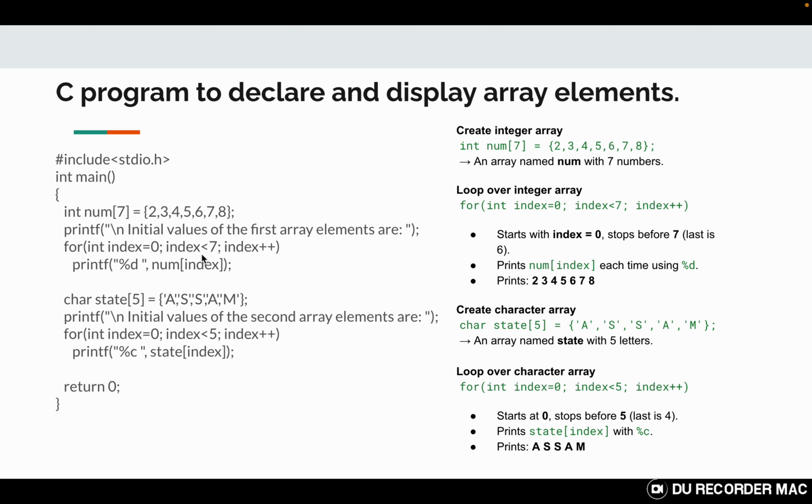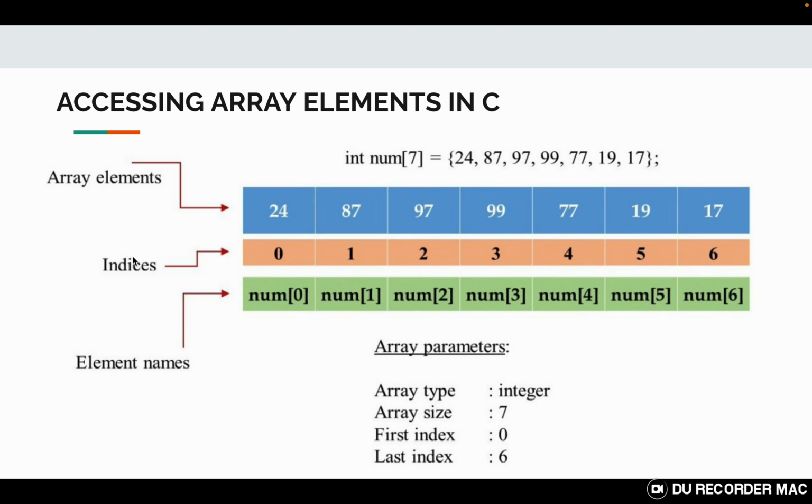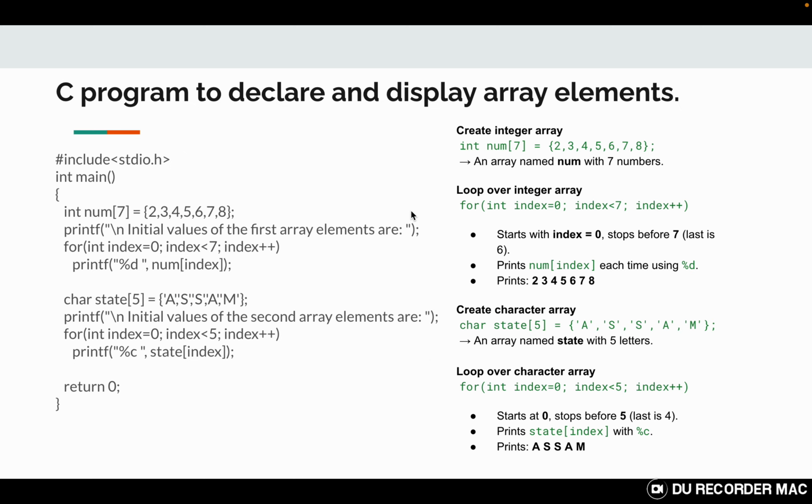That means it will run 7 times, and every time it runs, it is accessing num of 0, num of 1, num of 2, num of 3, num of 4, num of 5, num of 6. If you see the earlier one, num of 0 will give 24, num of 1 is giving 87, num of 2 is giving 97. Since this for loop is running from the index of 0 till the condition becomes false, it will run from 0 to 6, correct?